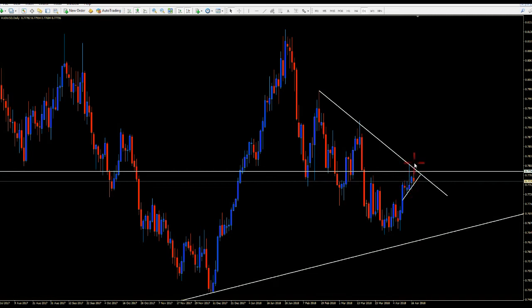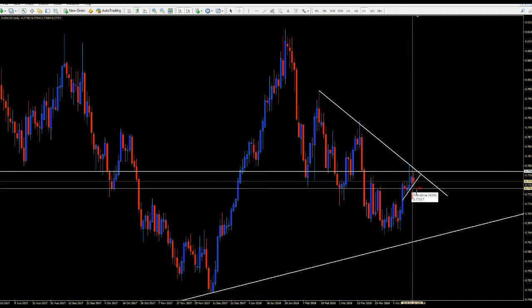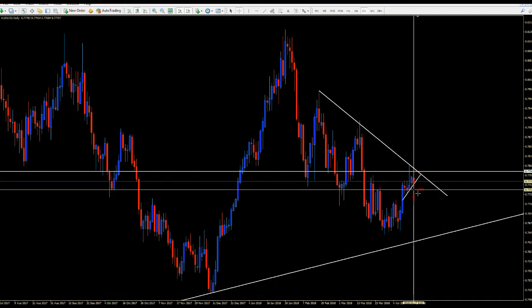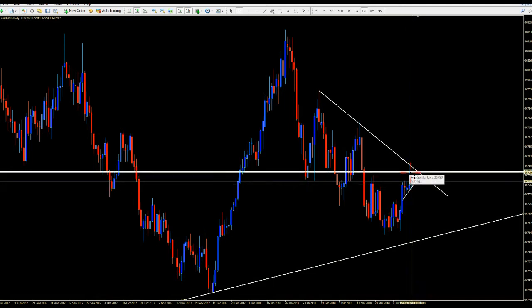Now this is why I don't just trade candlestick patterns. We got a nice pin bar, but still price has been going up. You can see this entire day yesterday it was going up and closed above the pin bar. So if you had entered after the pin bar closed, it closed here, you would be completely out of the money. So that's why I don't trade pin bars alone.